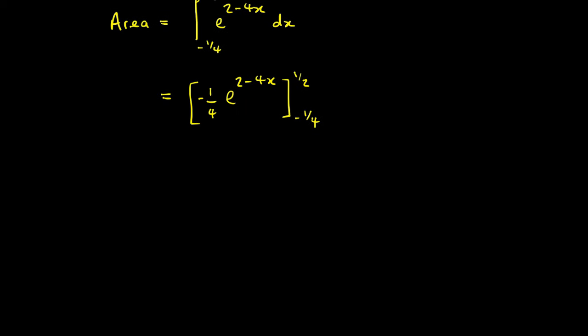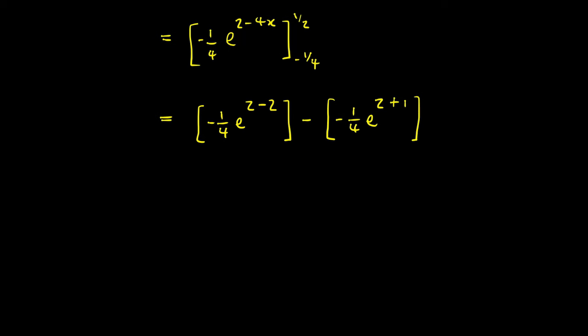So we're going to substitute in the top bound, or the upper bound, a half first. So that's going to give us negative 1 upon 4, e to the (2 minus, well, 4 times a half is 2), right, like that. And then if we were to substitute in negative a quarter, we get here negative a quarter e to the power of 2 minus... well, what's negative 4 times negative a quarter? It's going to be positive 1. So if we were to simplify this, this is negative a quarter of e to the power of 0 minus minus, so plus a quarter e to the power of 3.